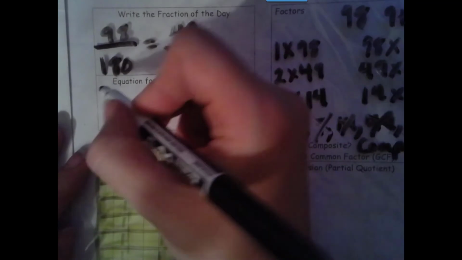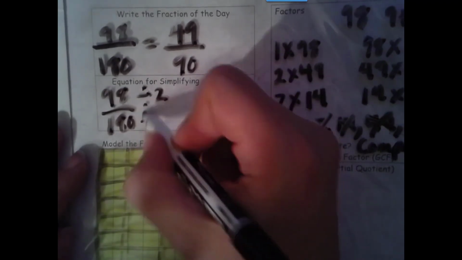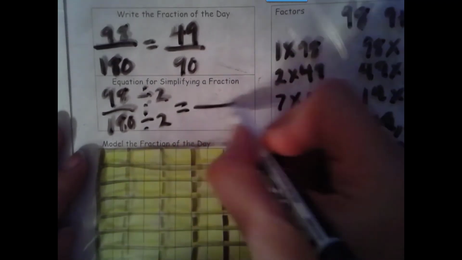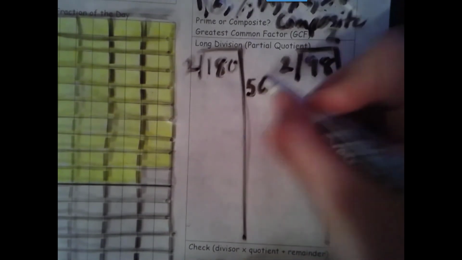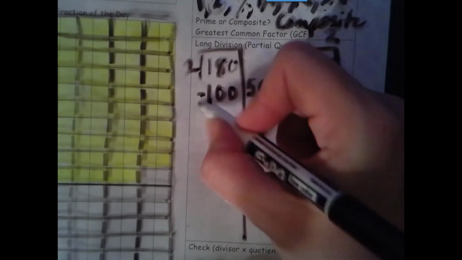So I did my division with my model. Now I'm going to divide using my algorithm. 180 divided into groups of 2, and 98 divided into groups of 2. So I know 50 times 2 is 100.